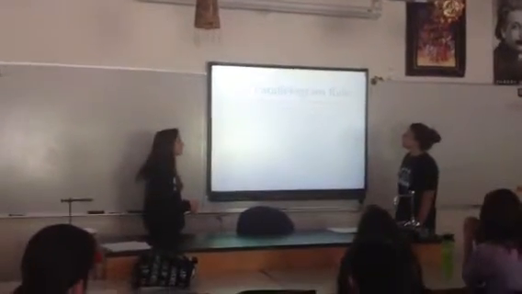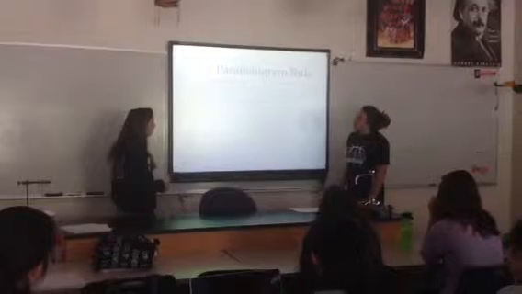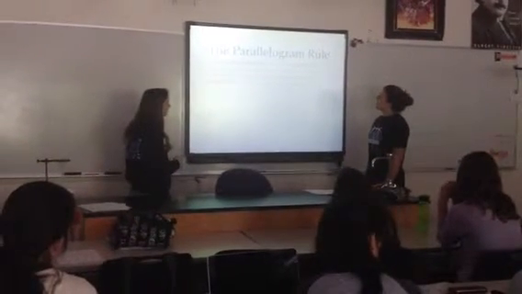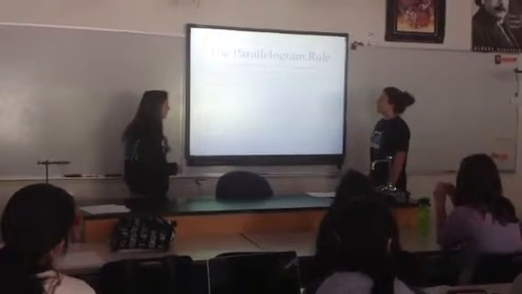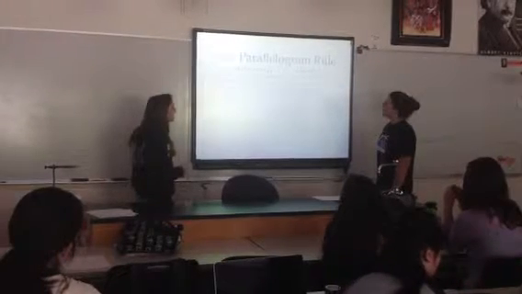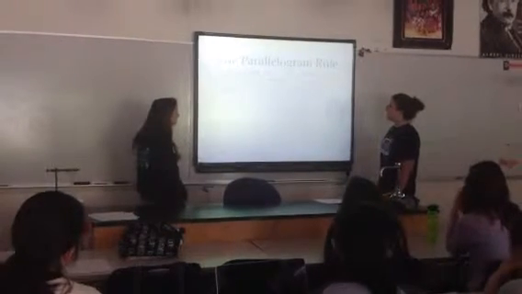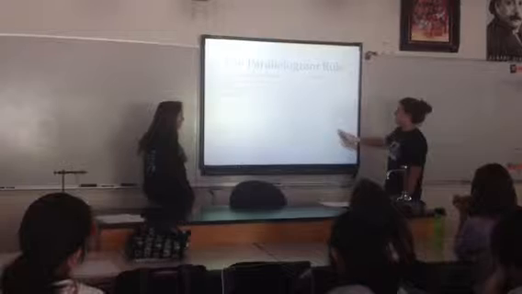So this brings us into the parallelogram rule. The parallelogram rule is to find the resultant, or the sum, of two or more vectors: make a parallelogram in which the two vectors are adjacent sides. The resultant is a diagonal of the parallelogram.